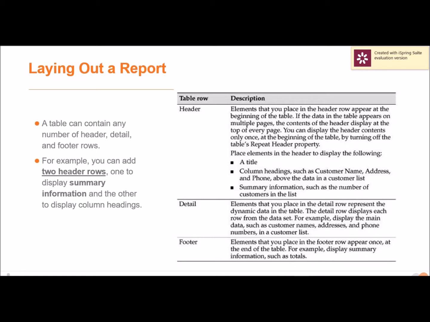Okay, one other thing that you need to keep in mind is that you're going to have header, detail, and footer in each table. As many rows as are in the table in your preview result, that's what's going to be in your detail. In the header, you can put groups. You can have summaries. You can make the header repeat. And footer is just something that appears once at the end of the table.